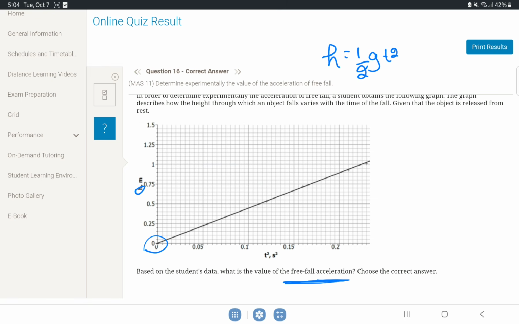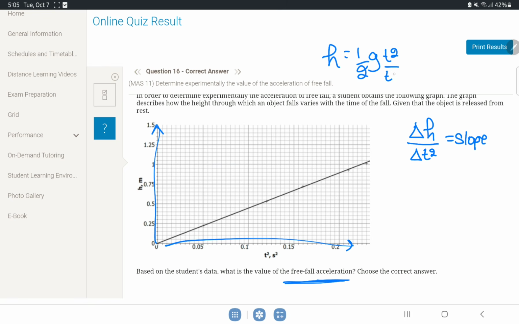Now, watch what I'm about to do. We can rearrange this rule. How to rearrange it? What is the slope of this line? The graph represents an h versus t squared. Versus basically means divided by t squared, right? So the slope will be the change of the height over the change of t squared. Okay, please stay with me. The change of the height over the change of t squared is equal to the slope of the graph.